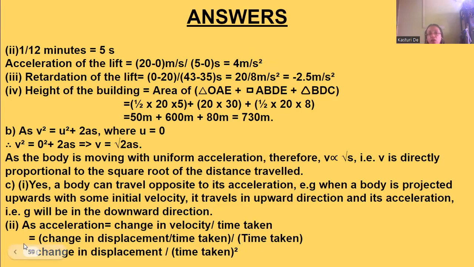This is the reason: acceleration is equal to change in velocity by time taken. Now change in velocity is change in displacement by time taken. So see, twice there is time taken and both are dividing. So what happens? Change in displacement by time taken square. That's why it is time taken square. Clear?